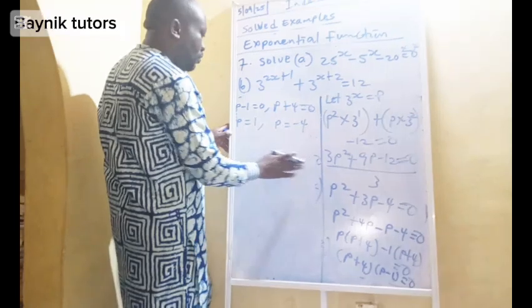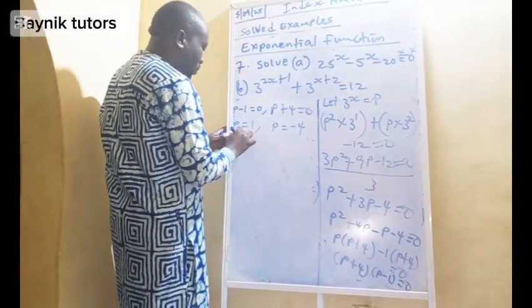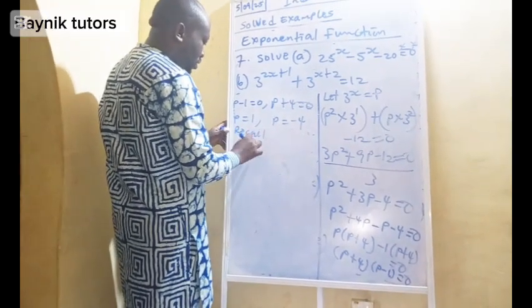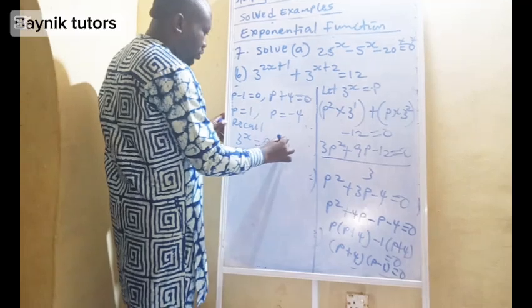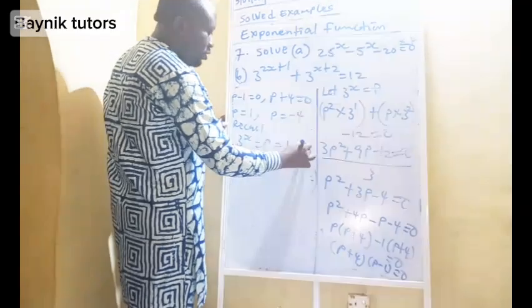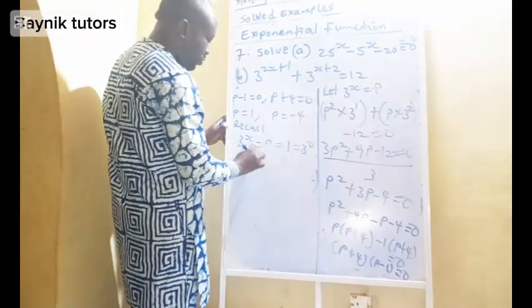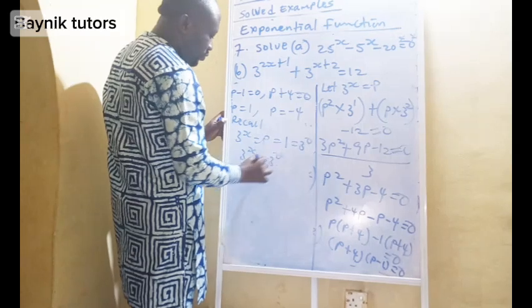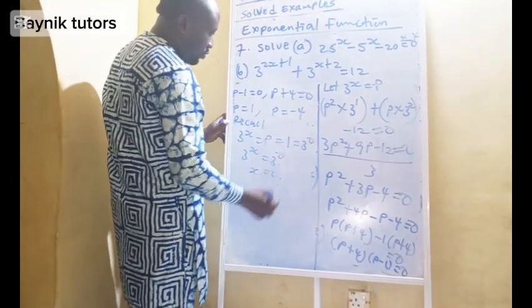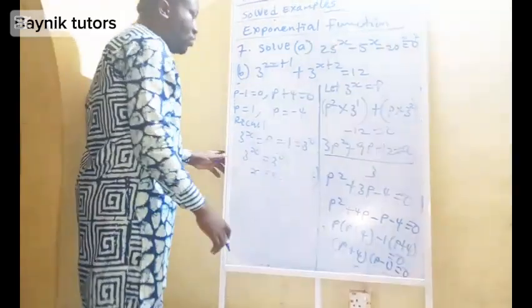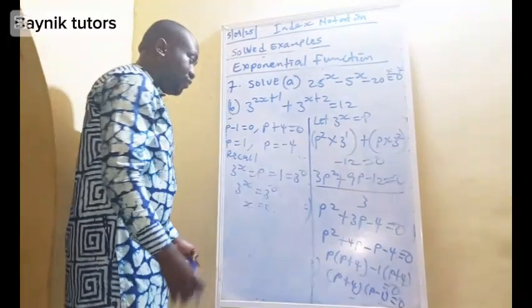So we will now recall 3 raised power x is equal to p, which is equal to 1. And don't forget, 1 means 3 raised power 0. So 3 raised power x is equal to 3 raised power 0. So x is equal to 0. And the other one will give you no solution, provided you see negative there.